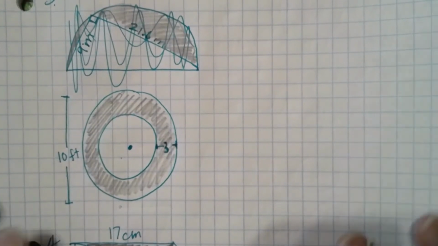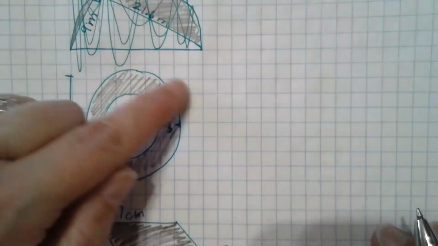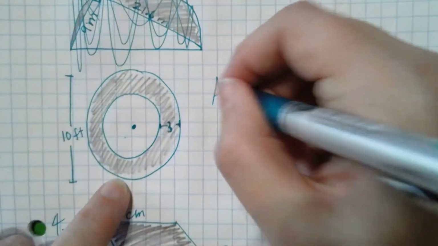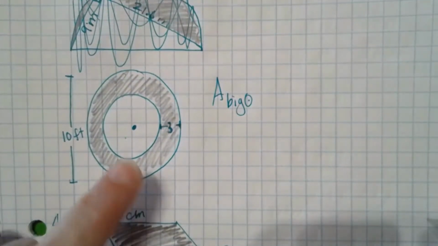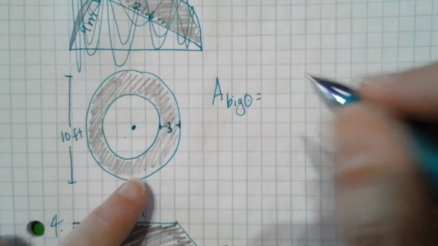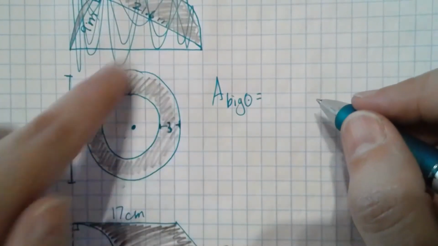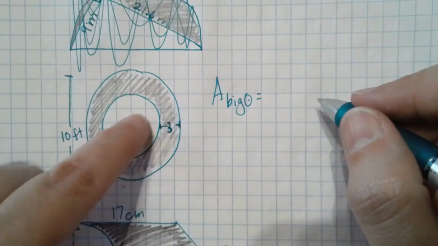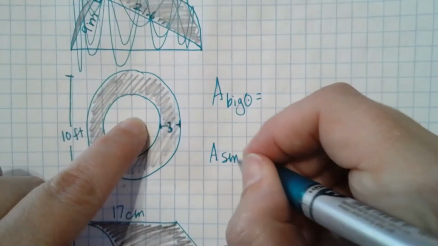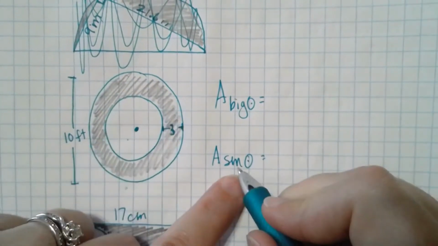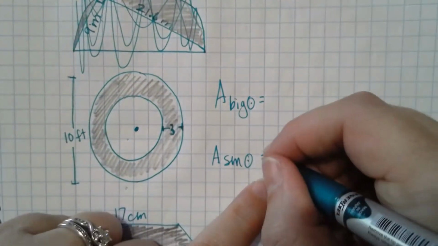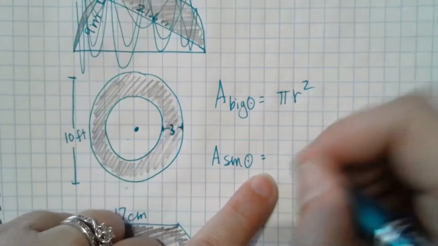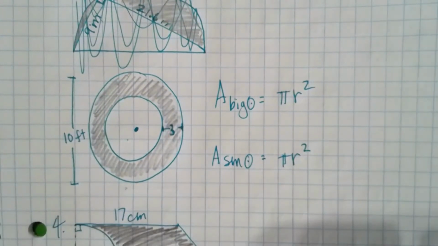Okay, so in this case, what shape do we have on the outside? Okay, we have a circle, but in this case, I'm going to call it a big circle because there's another circle there too. So we're going to take the area of the big circle as the outside part, and then we're going to cut out the smaller part, which is the area of that smaller circle. SM for small circle. Okay, area of a circle is still pi r squared every time.